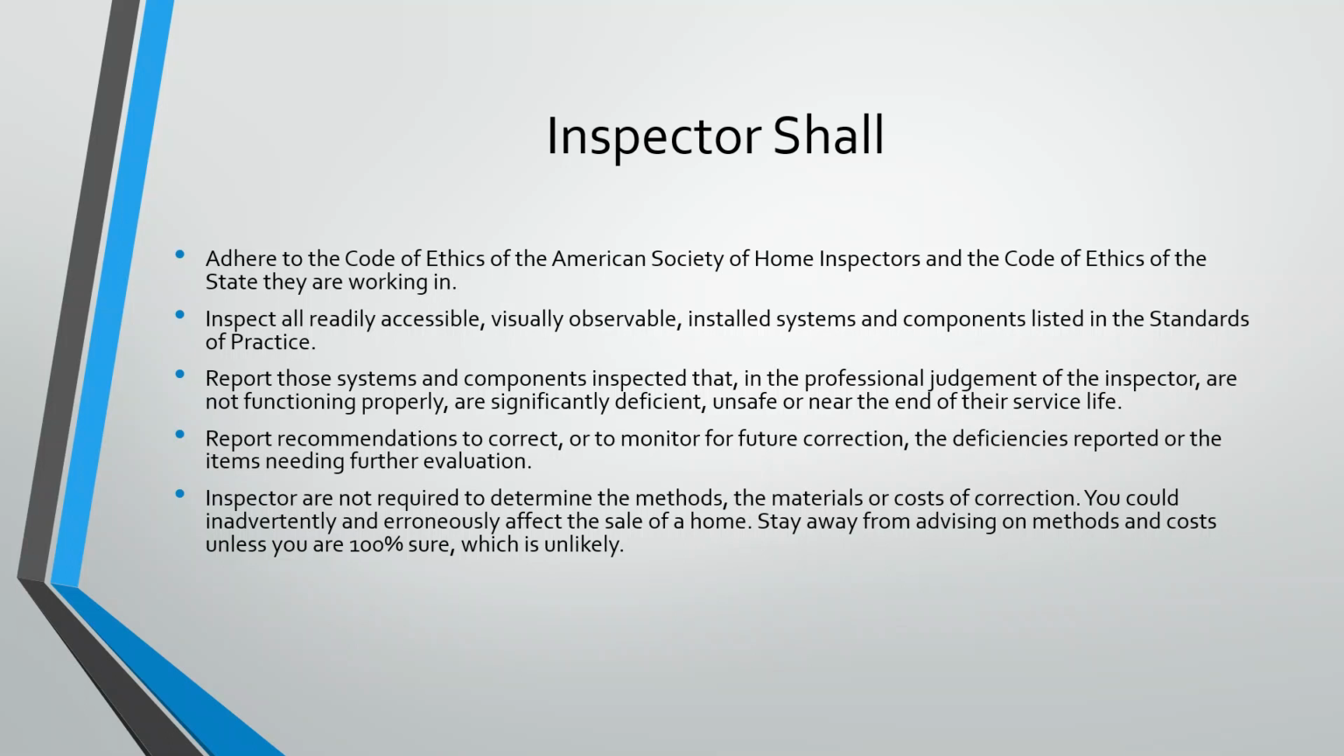So the inspector will inspect all readily accessible, visually observable, installed systems and components listed in the standards of practice. And we're going to go down the list. Report on those systems and components inspected that, in the professional judgment of the inspector, are not functioning properly, are significantly deficient, unsafe, or near the end of their service life. So you're going to report a railing that's missing from a deck, and somebody can just fall right off of it. You're going to report pickets that are too far apart. You're going to report on wiring that's left open and a kid could touch it, or anybody can touch it, or it can cause a fire. Those are going to go on their safety items.